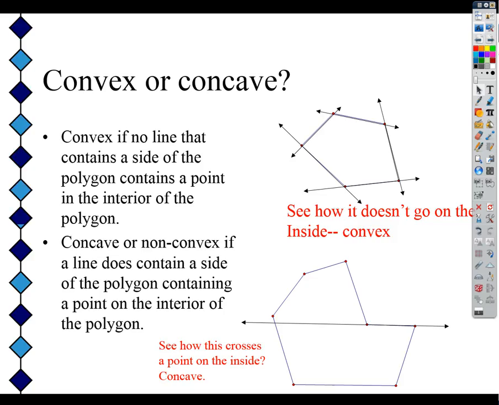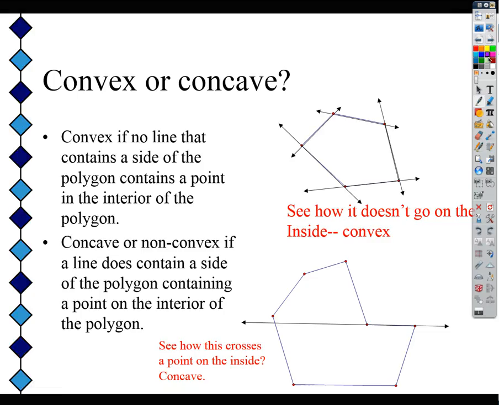So to test for concavity of a polygon, we just have to see if we can draw a line containing a side that passes through the interior of the polygon. If that can happen, it's concave. For example, if we take this side right here, the purple side, and we extend that and make a line out of it, clearly that line is passing through points on the interior of the polygon, so it's concave.